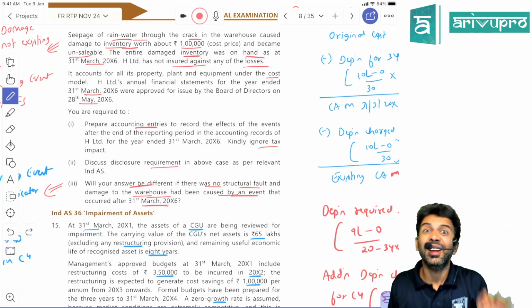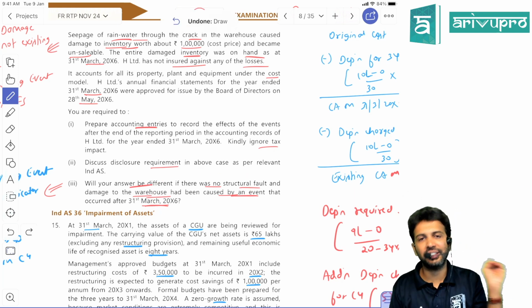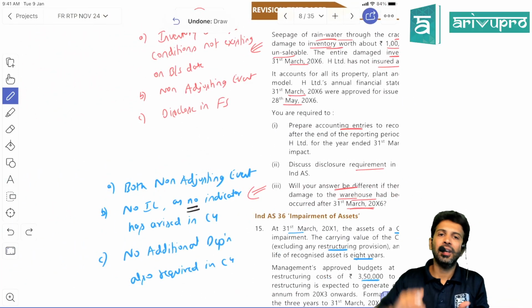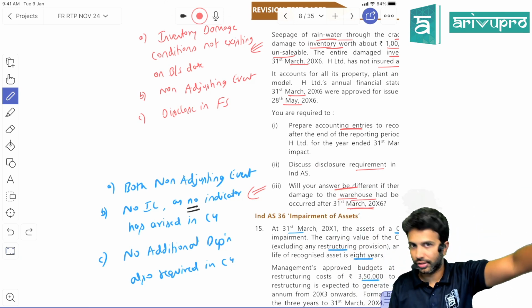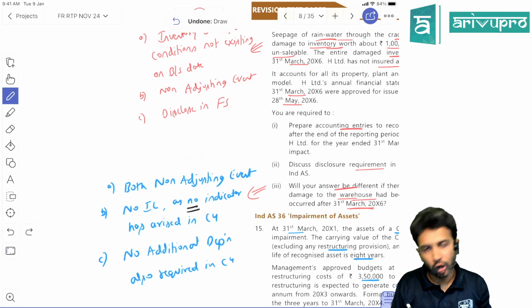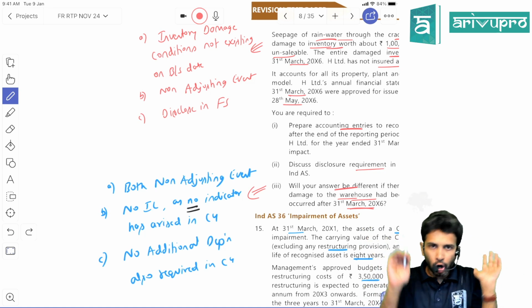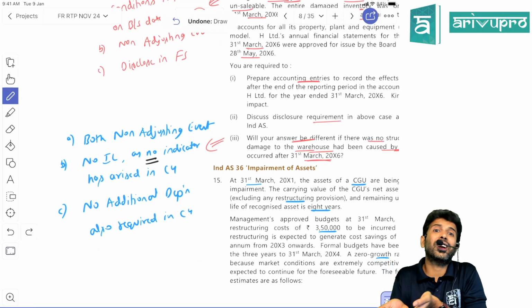Now, sir, is the condition existing? No. If it is not due to structural damage, then both will be non-adjusting events. Meaning the damage caused to the factory as well as the damage caused to the inventory, both will be treated as non-adjusting events and you only give a disclosure. That means all that additional depreciation, impairment and all will not come in the current year, because it's not an adjusting event.